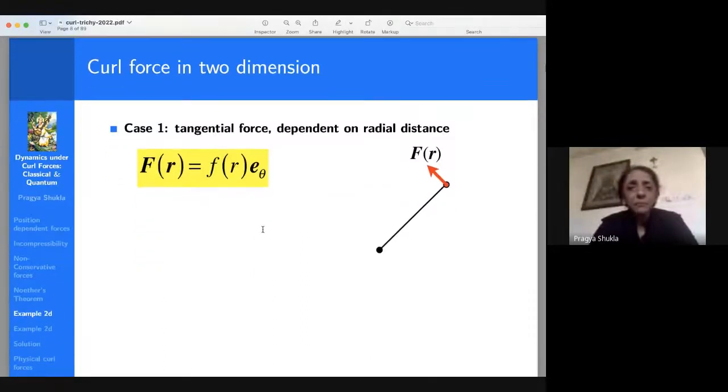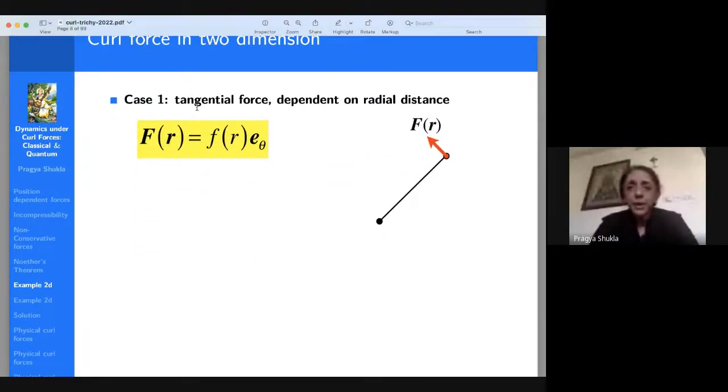Consider curl forces in 2 dimensions. A tangential force, that means acting along the angular direction, theta. This is the origin, this is the distance r of the particle from the origin, and the force is acting along the direction of the angle. So the magnitude depends on the position, but the direction of the force is along the angle. Now, first of all, you don't have to take the curl of this force.